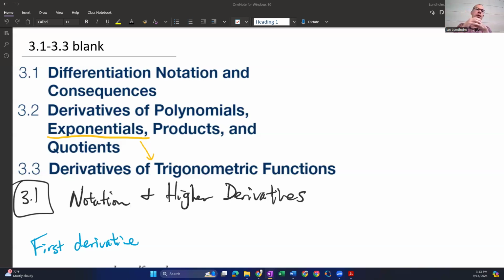And then in 3.3, we're going to look at the derivatives of some trigonometric functions. And I am also strategically bringing the exponential functions down into 3.3. It just makes more sense to me down there. So we're doing 3.1 and 3.2 right now. Let's get into it. Okay.